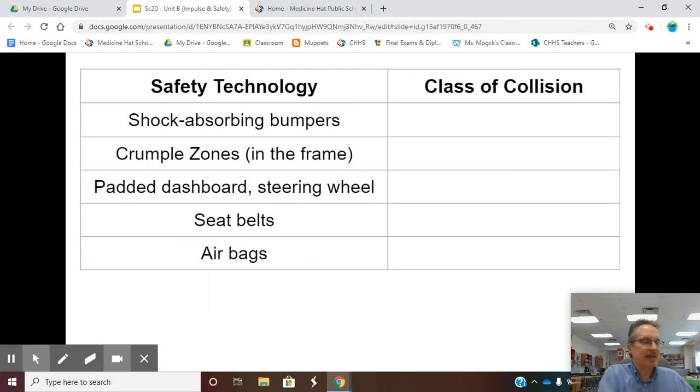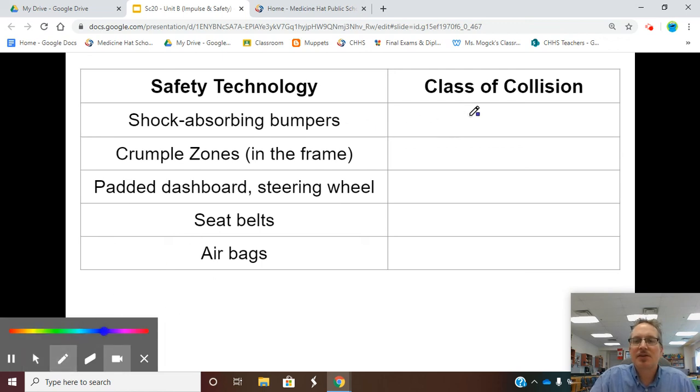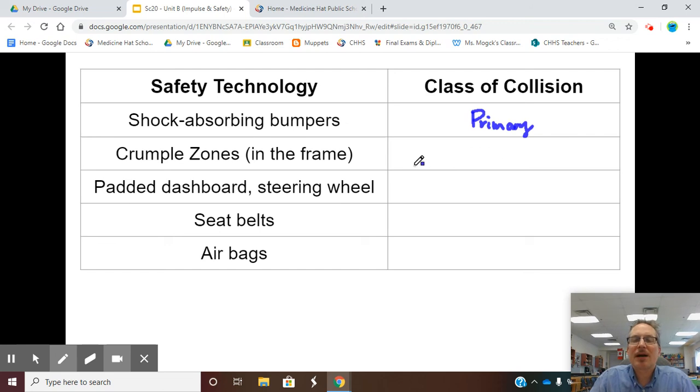So, looking at these safety technologies, let's see if we can figure out what class of collision they are trying to prevent. So we are thinking about primary, secondary, and tertiary collisions. So shock absorbing bumpers. Well, that's outside the vehicle, so that would be for primary collisions. The crumple zone of the frame. Again, the vehicle's going to hit something. It's going to crumple on the outside. I would say that is primary as well.